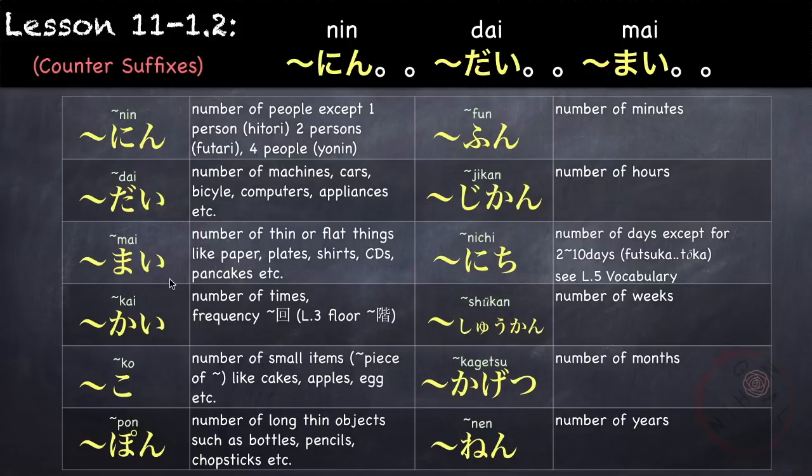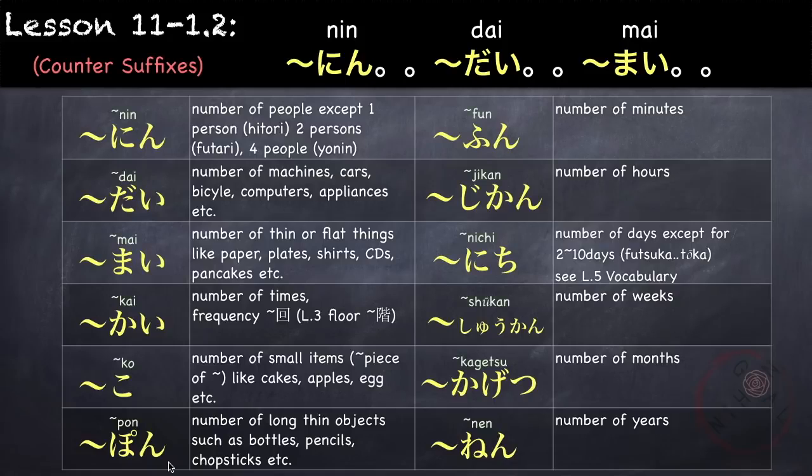Mai. Mai is the suffix for the number of thin or flat things, such as paper, stamps, plates, shirts, CDs, or pancakes. Kai. This is the suffix for the number of times or the frequency. In Lesson 3, we've learned that it is the same suffix that is used for floors. Ko. This is the suffix for a number of small or round items or a piece of something. For example, cakes, apples, eggs, and so on.